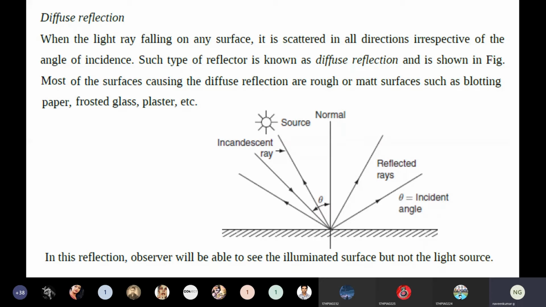The incident angle is theta to the normal, but the reflected angle is not exactly theta. It is theta 1, it may be theta 2, it may be 3, 4, 5. Examples are frost glass, plaster, blotting paper, any surface that is not a plane mirror or similar source. That kind of surface is known as a diffuse surface. The reflection observed on a diffuse surface is known as diffuse reflection. In this reflection, the observer will be able to see the illuminated surface but not the light source.